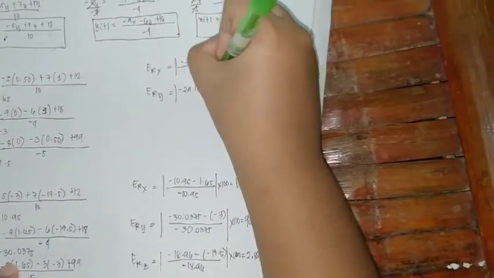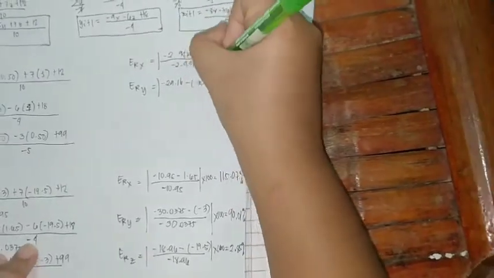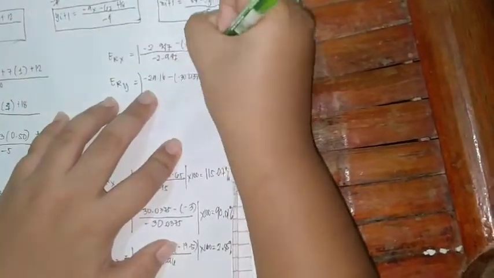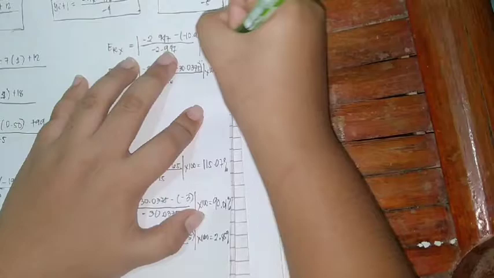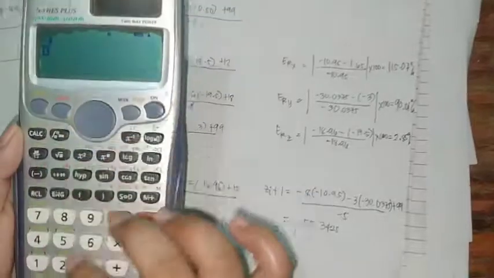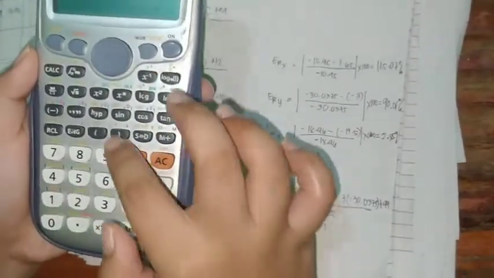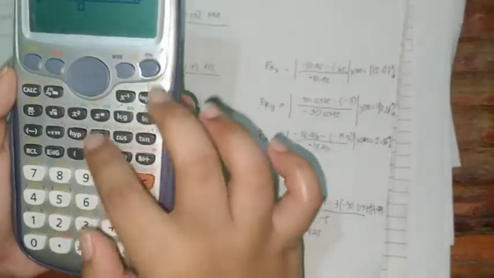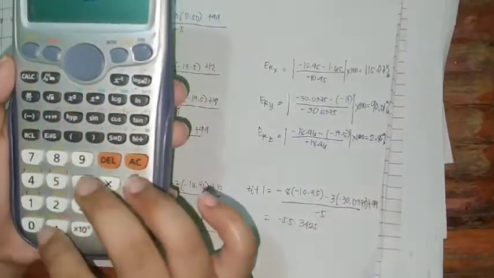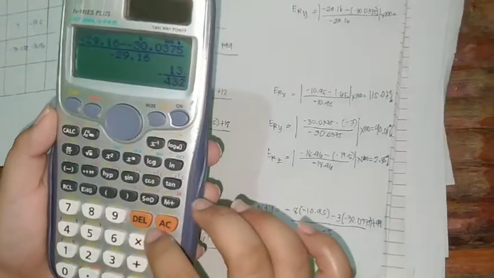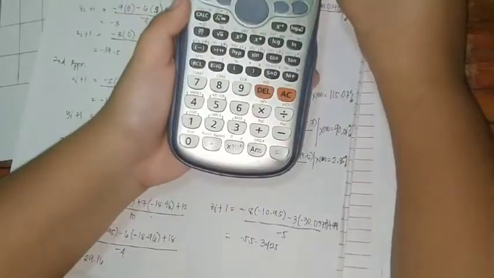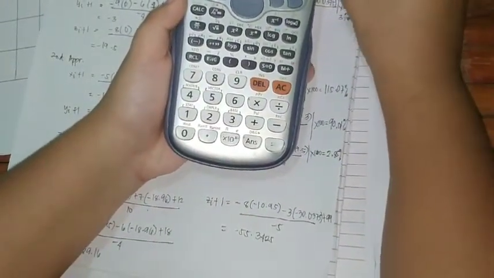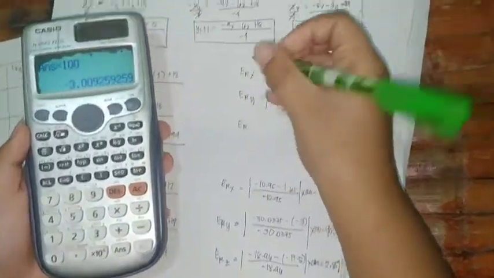Now for the relative error of y, we have the new value, which is negative 29.16, minus negative 30.0375, divided by negative 29.16, multiplied by 100. So we have negative 29.16 minus negative 30.0375, divided by negative 29.16, multiplied by 100. 3%.